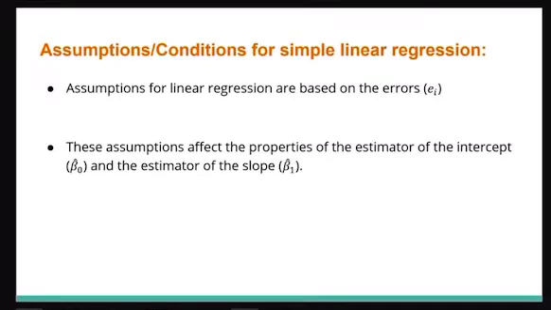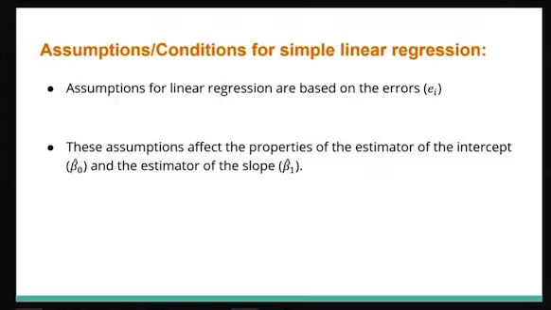These assumptions affect the properties of the estimator of the intercept and the estimator of the slope. Let me tell you this. If I really want to use linear regression on a sample, using a fitted regression model, I need to estimate my beta naught and my beta 1. If the assumptions of the error hold, then we expect the beta naught and beta 1 that we estimate to be reliable.